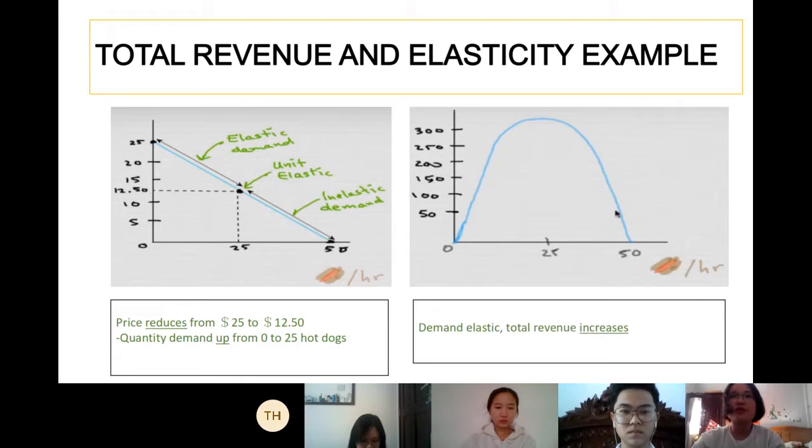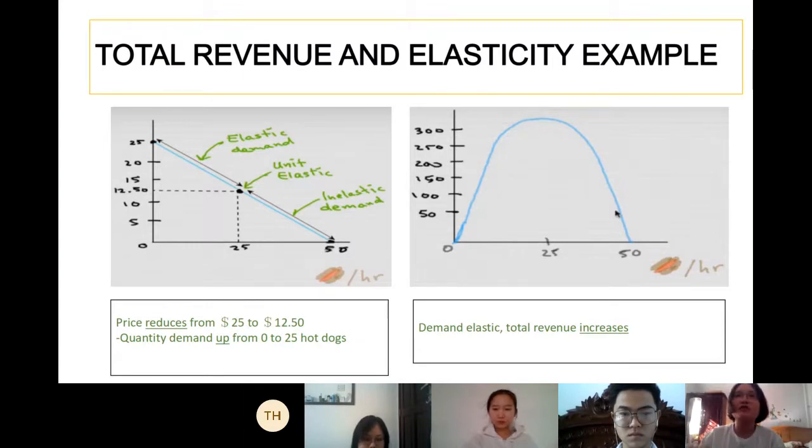As you see on the screen, there are two graphs. The first graph shows the relationship between the elasticity of demand and total revenue. So we're going to have our price fall from $25 to $12.5, and this will cause the quantity demanded to increase from 0 to 25 hot dogs. We found this effect on the previous slide. So our demand is elastic and the total revenue increases.